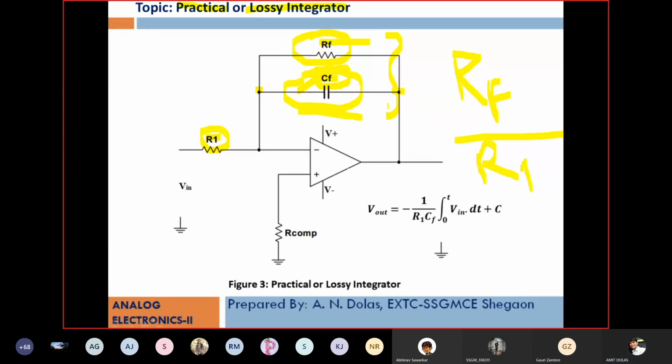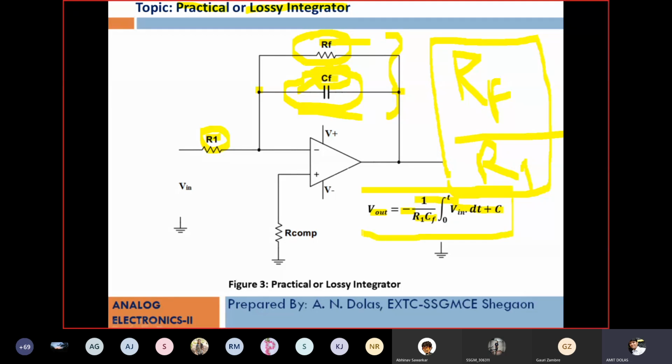So after a certain frequency, the gain will be decreasing, and up to a certain frequency the gain will be constant, because the constant components RF and R1 will decide the gain. The output formula will not change. Output is still minus 1 upon R1 CF integral of Vin dt plus C. So there will not be any effect on the output integration or time constant from this resistance RF, but there will be an effect of RF on the integration frequency.